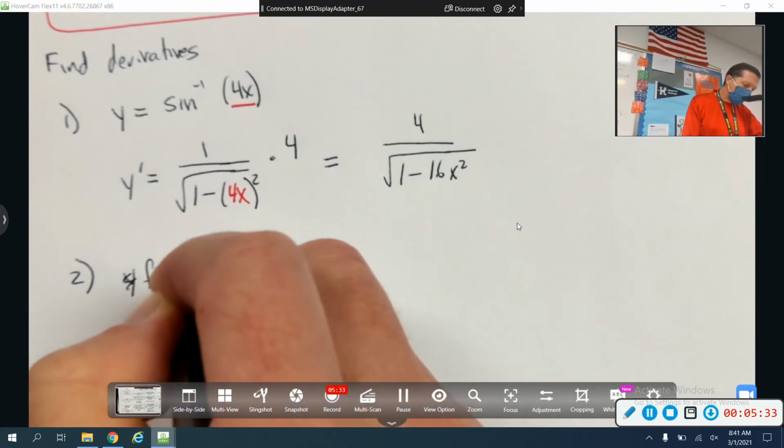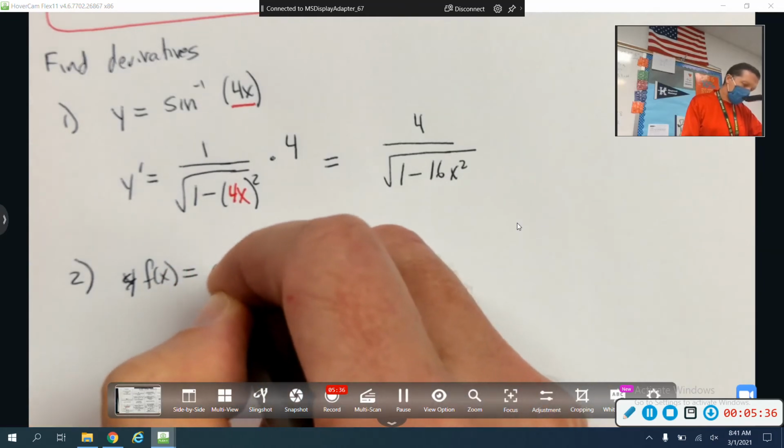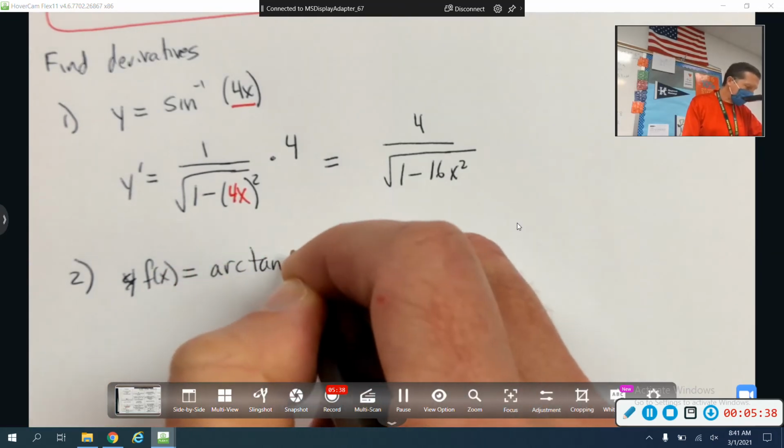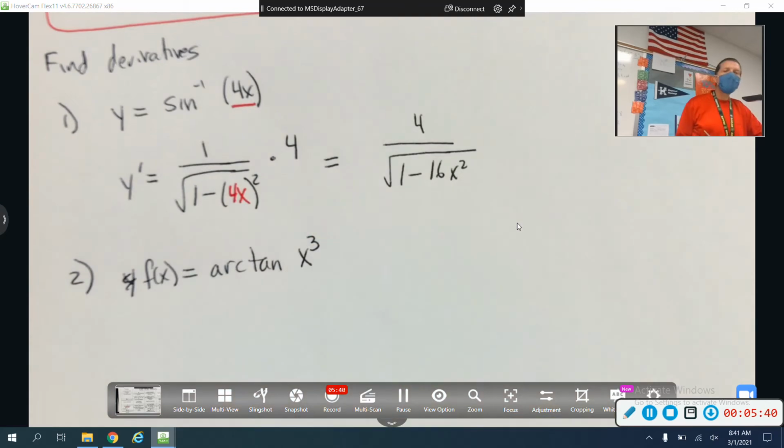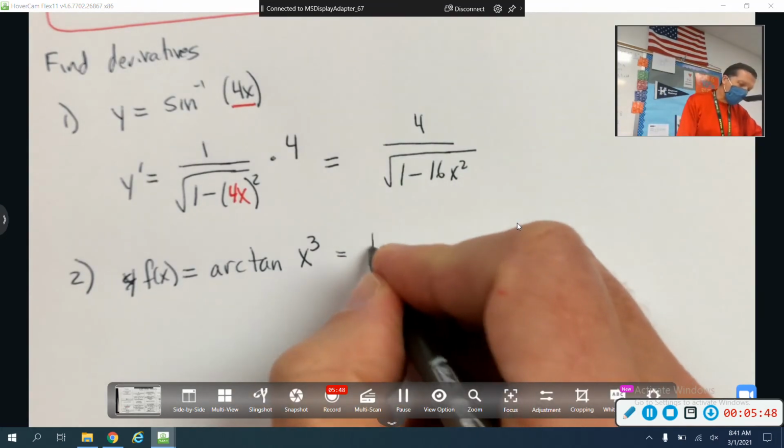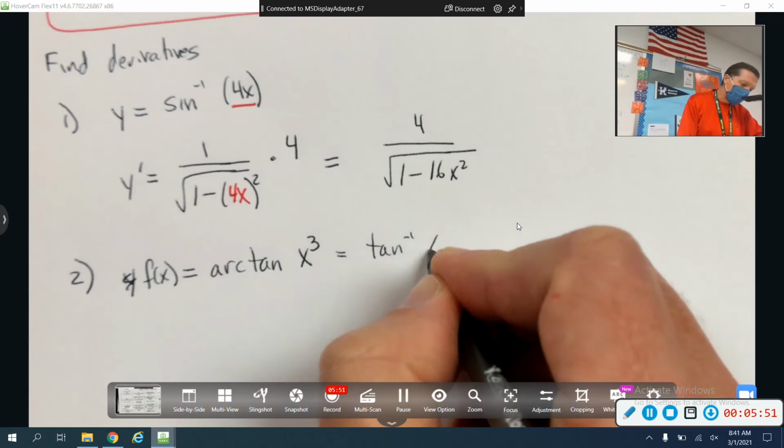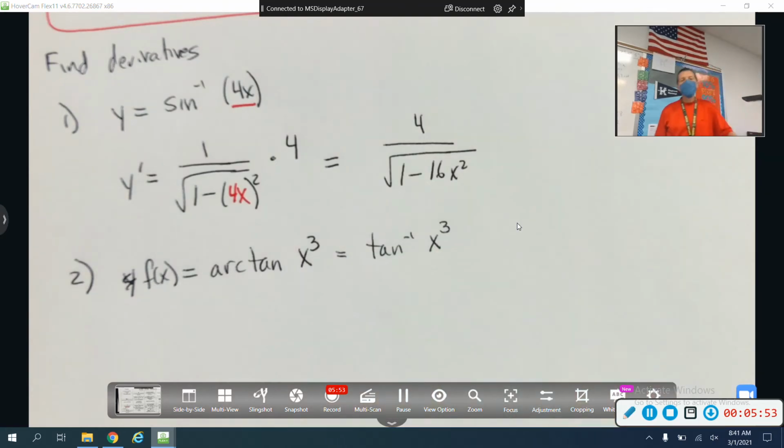Number 2, f of x equals arctan of x cubed. Remember, arctan is the same as inverse tangent. In fact, some people that really don't like arctan, they'll rewrite it every time as the inverse. That's not necessary, but if it helps you, then do it.